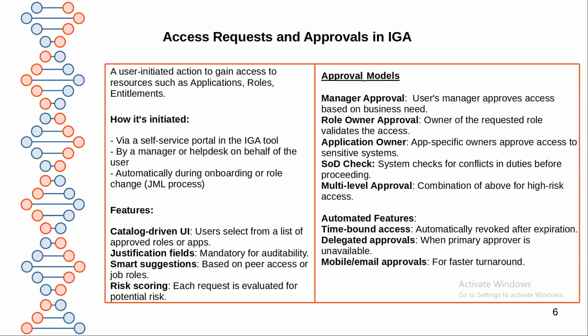Similarly, we can have the SOD checks, segregation of duties. Segregation of duties and the risk score is the next session. So in case it interests you, please join the next session. We will be covering the risk score and SOD in detail there. So an SOD check also can be done. So there could be an SOD approval also.